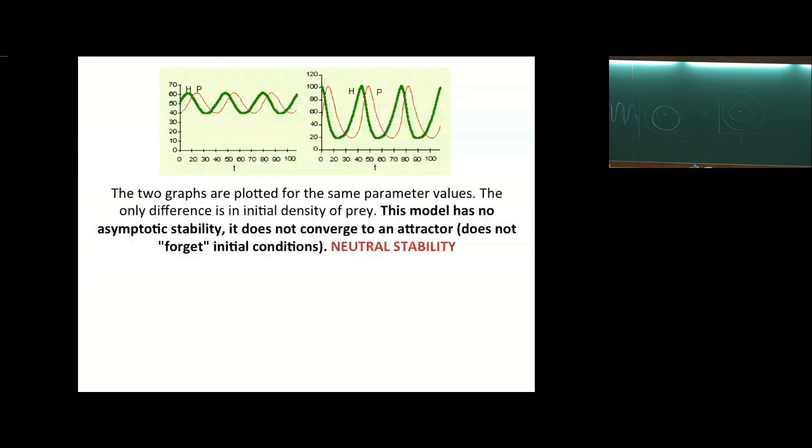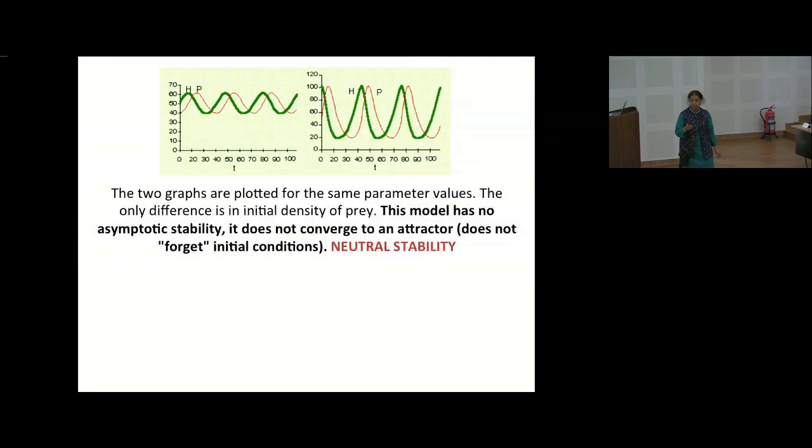That's why it's called neutrally stable, because it doesn't get limited to one particular cyclic or periodic orbit. Those are known as limit cycles, structurally stable oscillations. These are known as structurally unstable oscillations. If you give a small perturbation, it goes periodically, but with a different amplitude. So this was interesting to see. Mathematics is very nice.